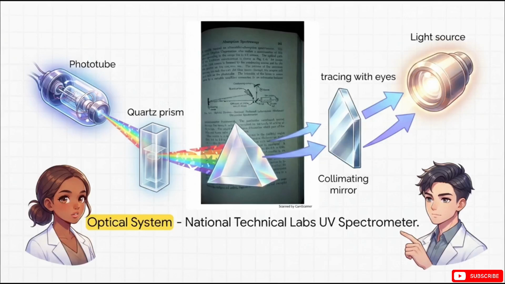What you're seeing is a brilliant illustration of the optical system of a Beckman ultraviolet spectrophotometer. I want you to trace the path with your eyes, starting from the light source on the right. This spatial mapping is highly critical for your exam memorization. You see the source light hitting a condensing mirror, traveling left to a collimating mirror, bouncing through a quartz prism, and eventually making its way to the sample cell and the phototube.